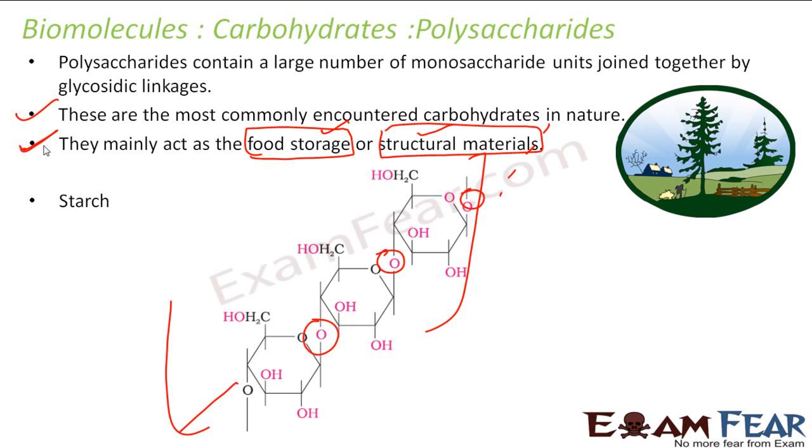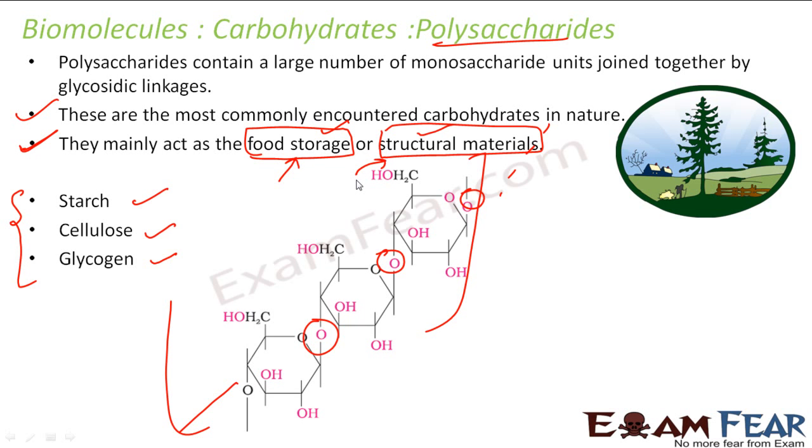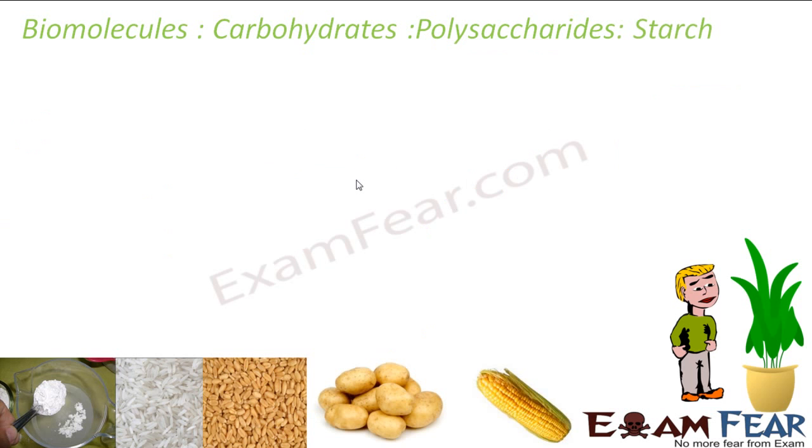Here the main ones are starch, cellulose and glycogen. We'll talk about these three polysaccharides. Once we study these, then you will understand why polysaccharides are generally for food storage and structural material. So let's talk about starch.